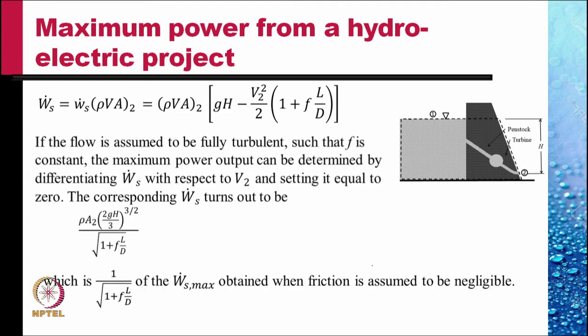If the flow is assumed to be fully turbulent, we can assume f to be constant, independent of the Reynolds number, and then the maximum power output can be obtained by differentiating W_s dot with respect to V2 and setting it equal to 0. The corresponding W_s turns out to be this, which is 1 divided by the square root of 1 plus fL by D of the maximum power in the absence of friction.